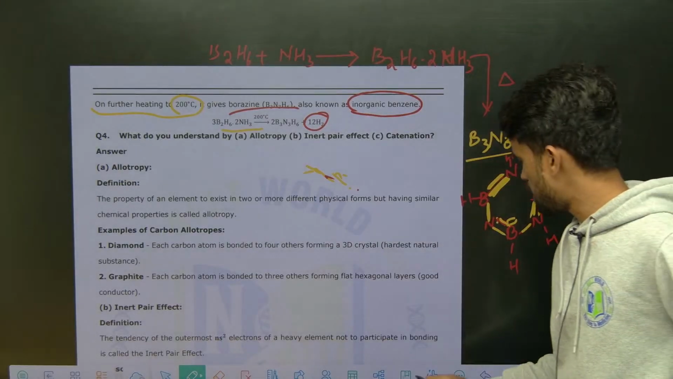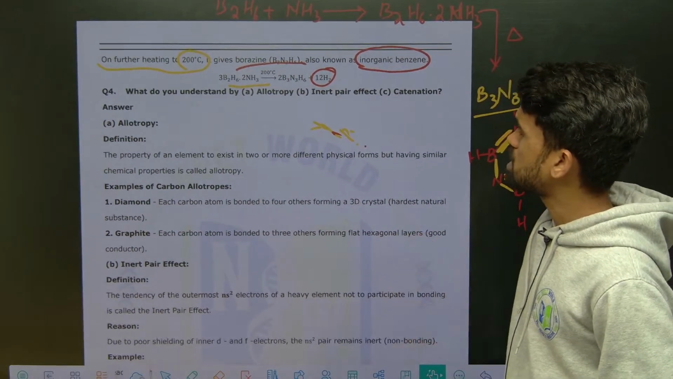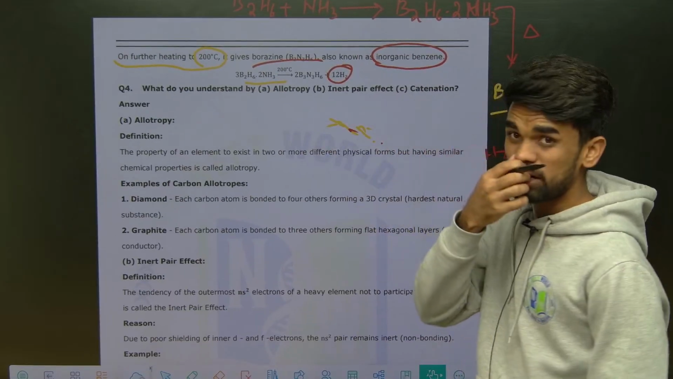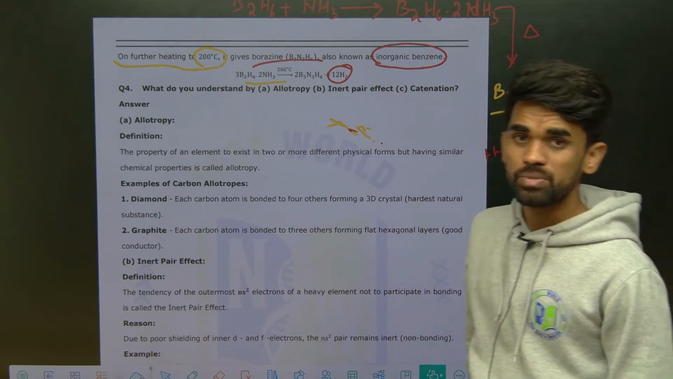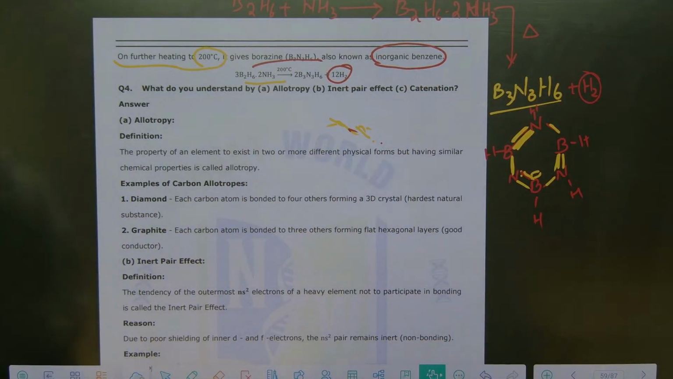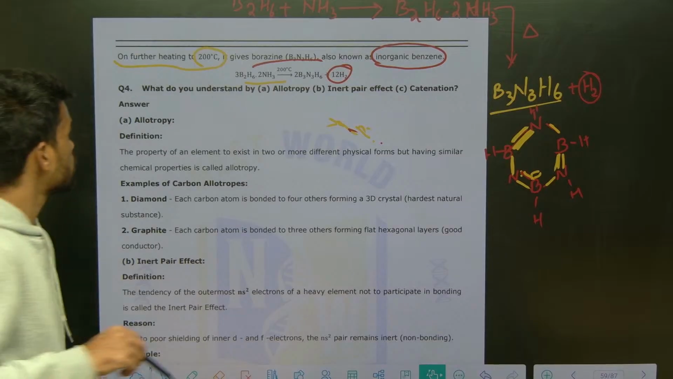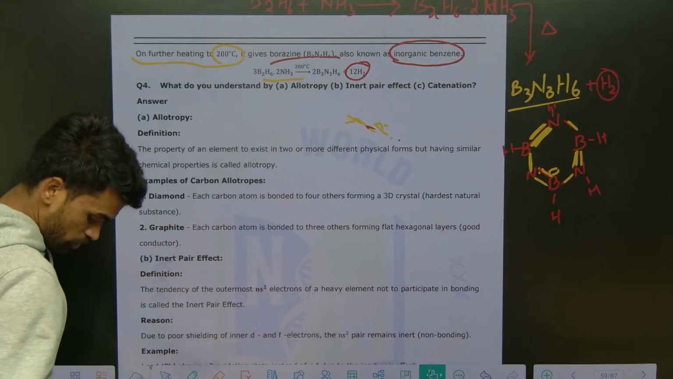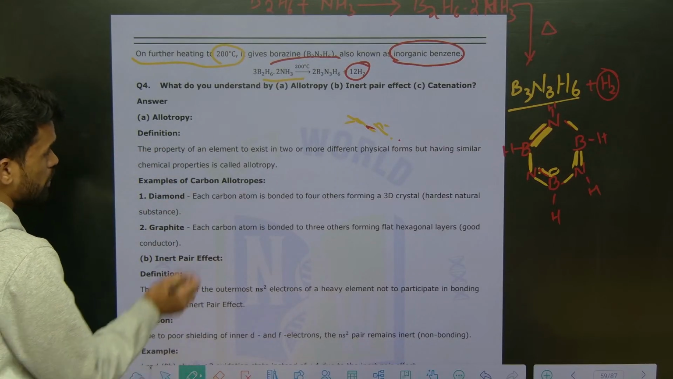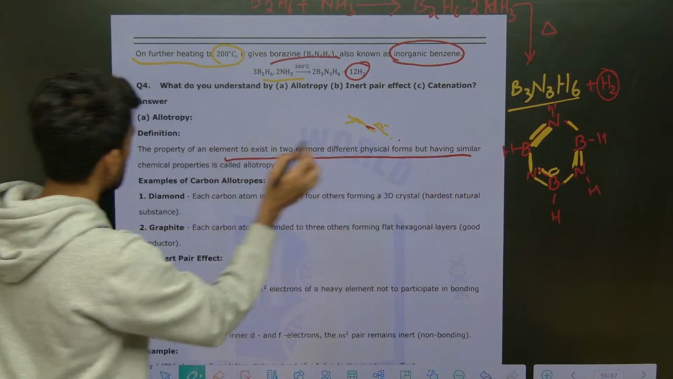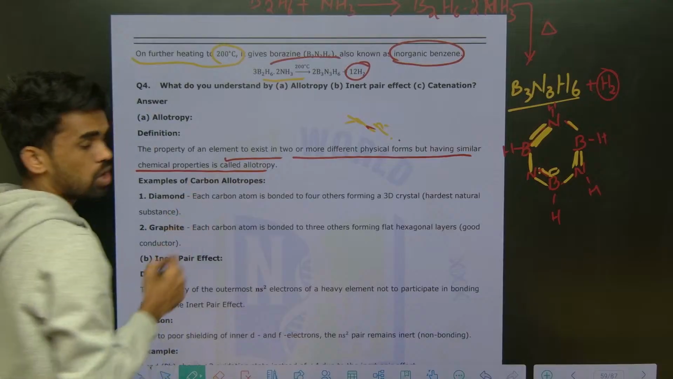Next, what do you understand by allotropy, inert pair effect, and catenation? Just look here. Allotropy is a property of an element to exist in 2 or more different physical forms but having similar chemical properties.